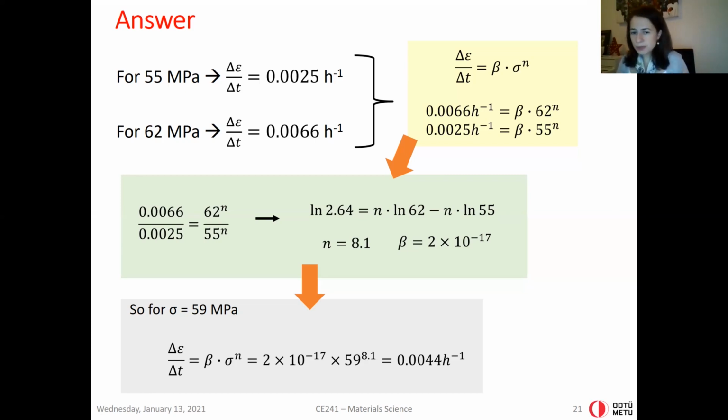And I use this value in one of the two equations that I know. So beta is calculated as 2 times 10 to the minus 17. So now I know n and beta, and I can calculate the steady state strain rate for the 59 megapascal case. It will be beta times 59 to the power n, and it will be 0.0044 per hour.